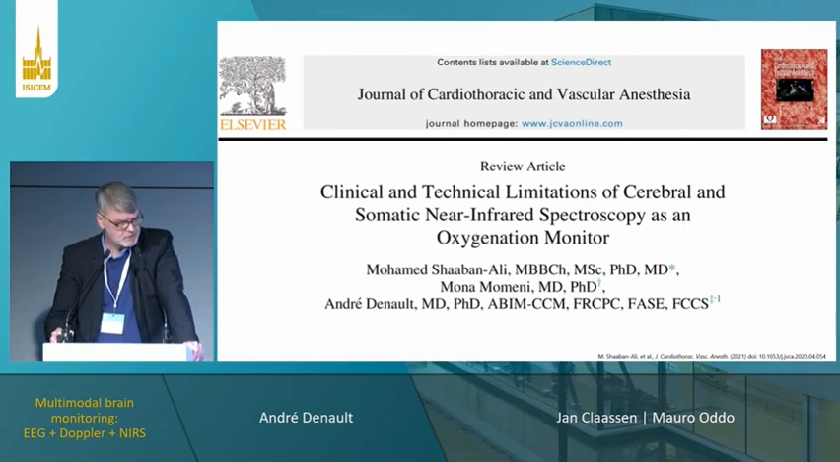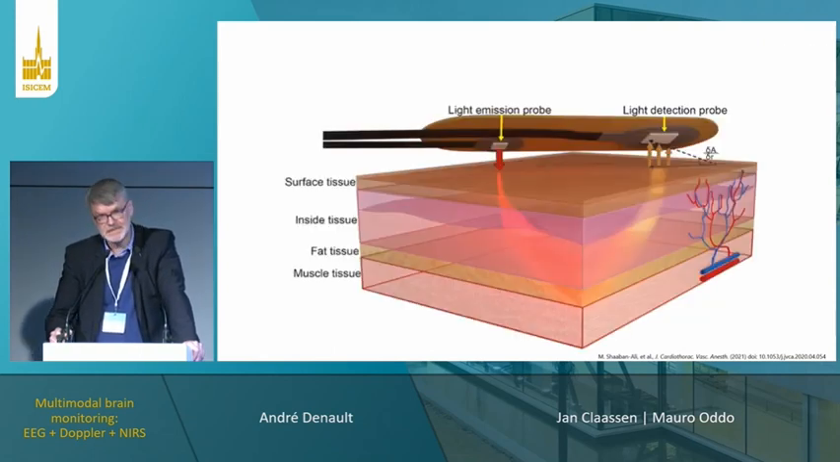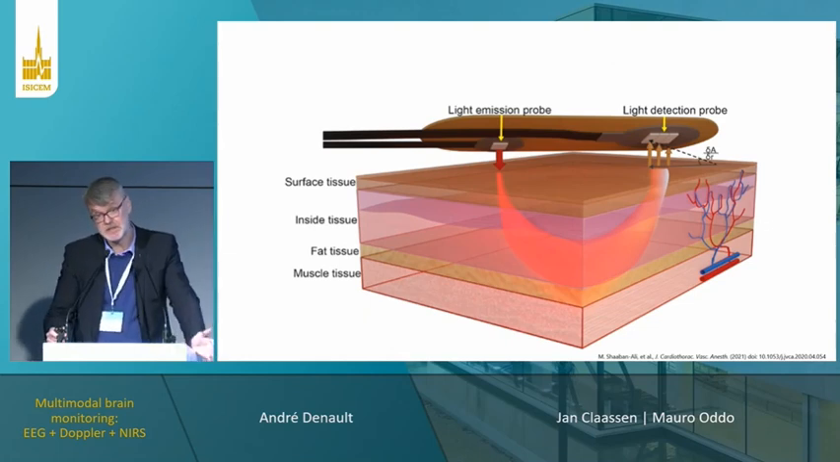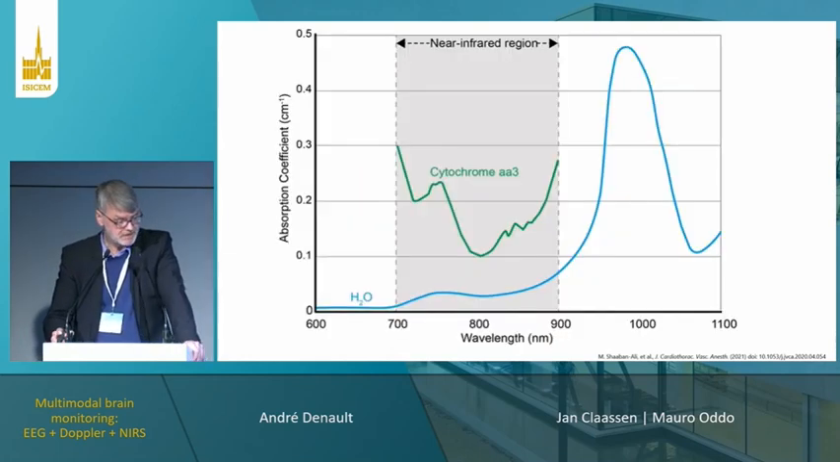About 2 years ago, we wrote this paper on the limitations of brain oximetry. And as you know, the way it works, you have emission of infrared light, and you have a detection, and then the superficial component is removed, so you have information about 2 to 3 centimeters from the skin or the brain where you use it.